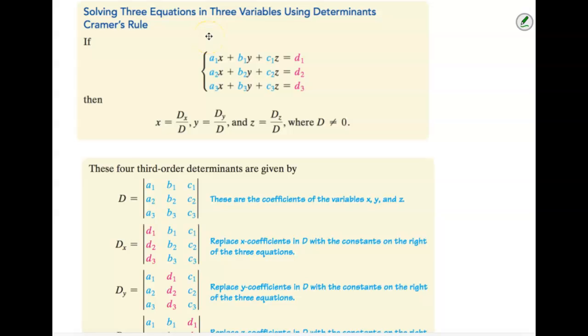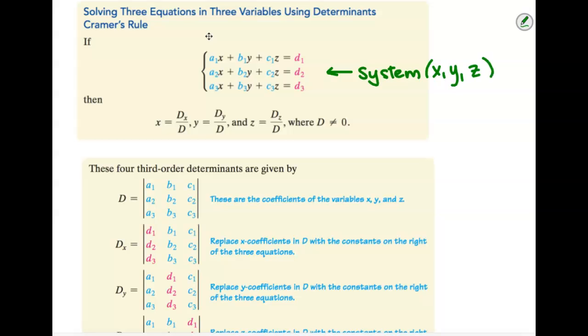All right, this lesson is on solving three equations with three variables using determinants. And we're going to use Cramer's rule. So we've already worked with Cramer's rule before in a previous lesson. So imagine this is your system and you want to solve it for x, y, and z.